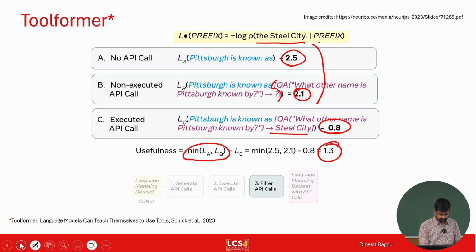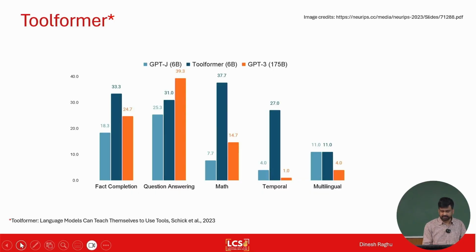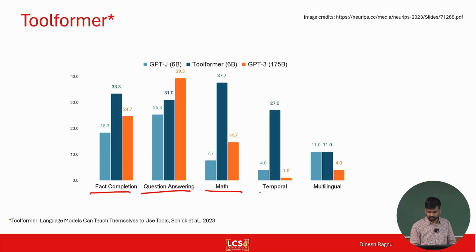So what they say is that I will use these techniques to identify good candidates and then use them for my training process, right? So without actually annotating the dialogues, just with few-shot examples, they got tool annotations, and then they used a technique to filter them. And then finally they show results on different tasks. So fact completion, question answering, maybe web search and Wikipedia search. Math is calculator, temporal requires calendar, multilingual requires a translation tool.